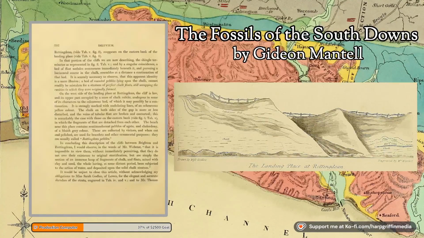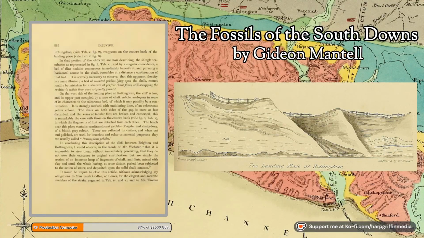On the west side of the landing place at Rottingdean, the cliff is low, and its upper part occupied by a mass of chalk rubble, analogous in some of its characters to the calcareous bed, of which it may possibly be a continuation. It is strongly marked with undulating lines of an ochraceous yellow color. The chalk on both sides of the gap is more or less disturbed, and the veins of tabular flint are broken and contorted. This is remarkably the case with those on the eastern bank. See Figure 3, Tablet 5, in which the fragments of flint are detached from each other.